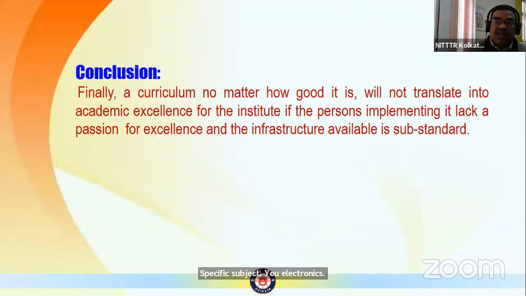Finally, a curriculum, no matter how good it is, will not translate into academic excellence for the institute if the person implementing it lacks passion for excellence, or if the infrastructure available is substandard. So that is the thing. If the curriculum is developed but there is no passion for implementing it, you cannot have the desired result out of it. At the same time, if the resources required for implementing the curriculum are substandard, you cannot get the desired result.